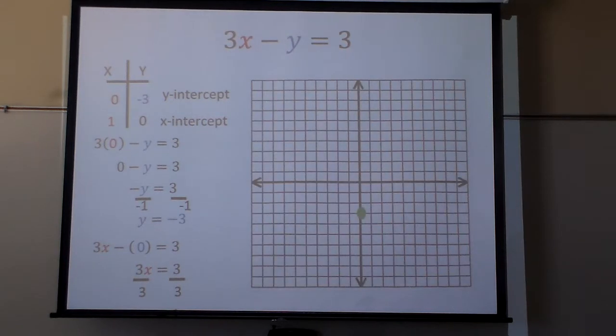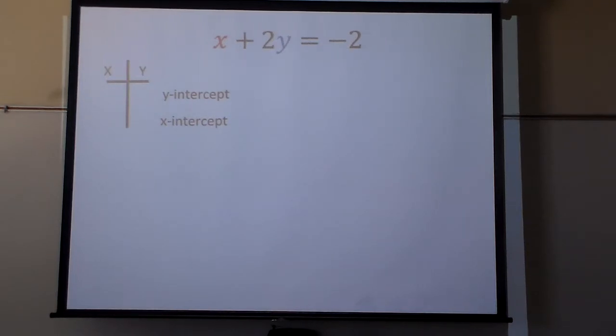So to graph it, I'll have a dot at 0, negative 3, and then 1, 0 for the x-intercept and the y-intercept. Connect the dots. There's my graph. Ooh, now you got a 2y here. Is that different? A little bit, but not really.